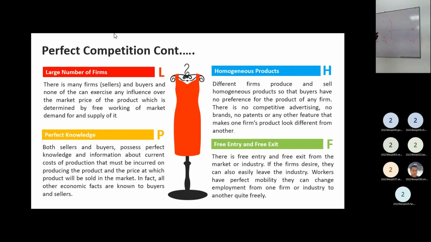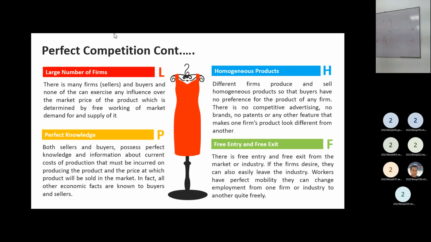Homogeneous products. That is the second feature of this market. Different firms produce and sell homogeneous products, the same products, so that buyers have no preference for the product of any firm. We don't have any preference. If Nimal sells mango and if Sunil sells mango, they can choose any of the sellers and go and purchase because the product is the same.